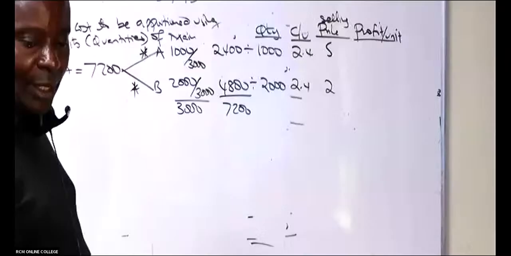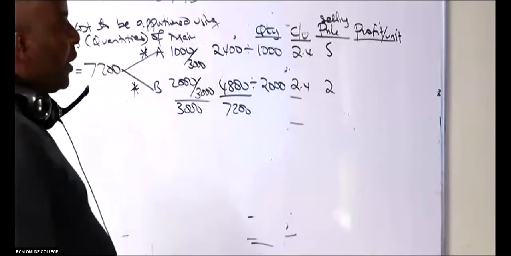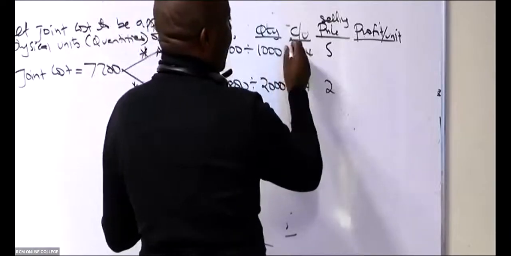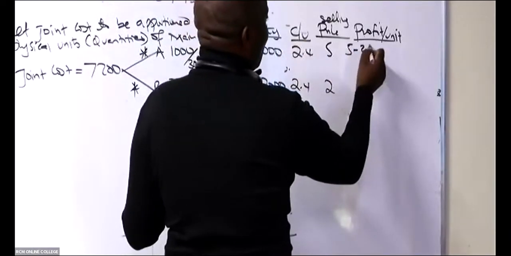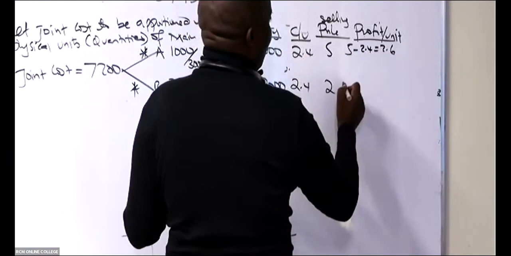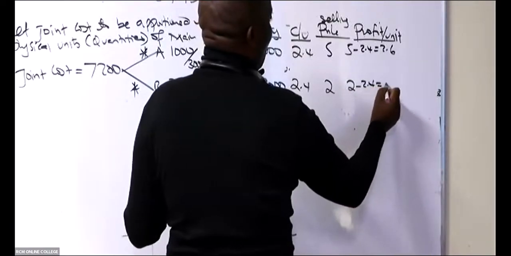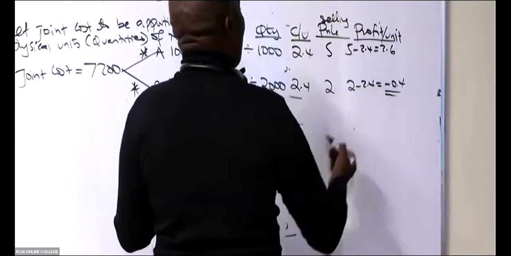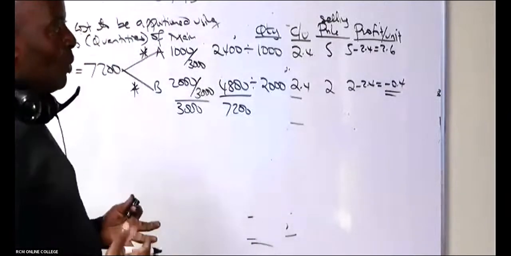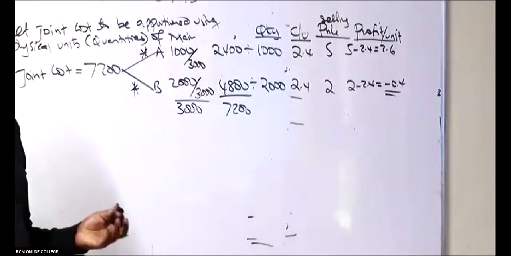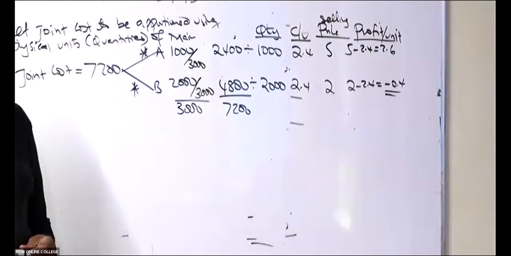We shall take the selling price minus this cost per unit. So 5 minus 2.4, 2.6. This will be 2 minus 2.4, which gives me a loss of 0.4, because basically it was made to absorb a higher cost than it could absorb.